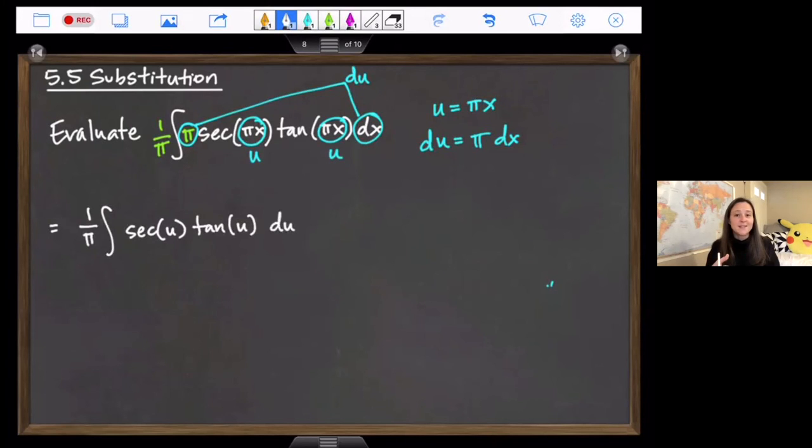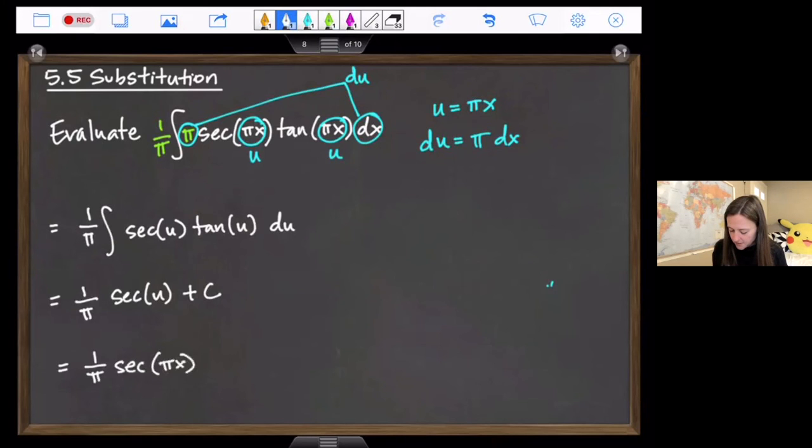And then we hope that that antiderivative is on my trig antiderivative list. If not, we'll just be stuck and we can't do things by u substitution this time. But secant times tangent is actually the derivative of the secant function. So the 1 over pi is going along for the ride. Antiderivative of secant u tangent u, it's just secant u. We're done finding antiderivatives, so we put our plus c, and now we can substitute back in that pi x. So I've got 1 over pi secant pi x plus c.